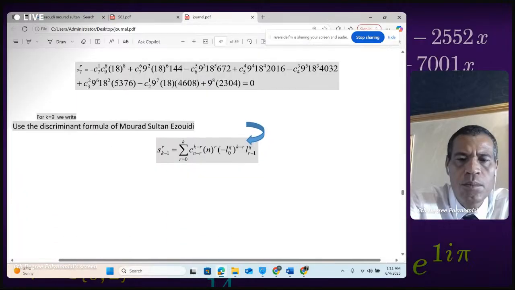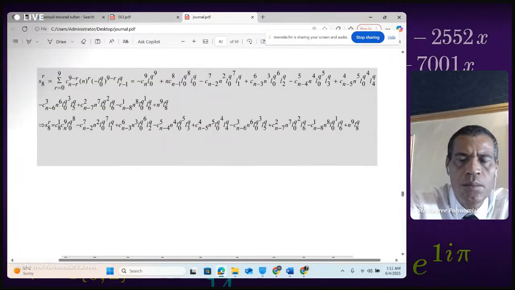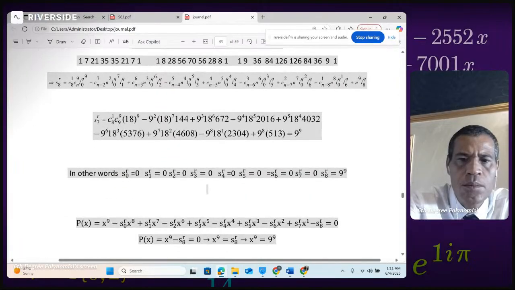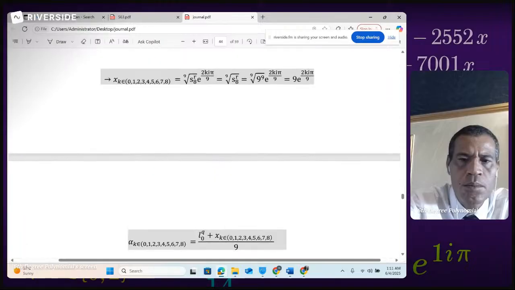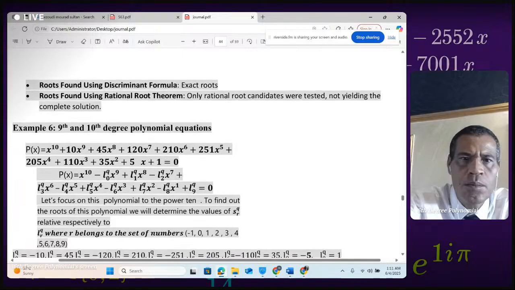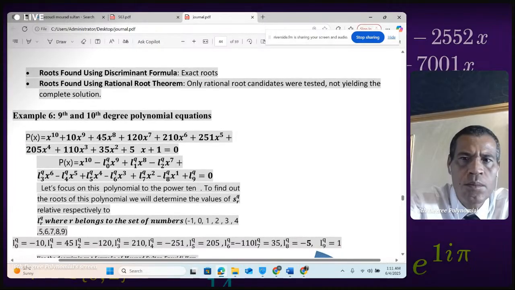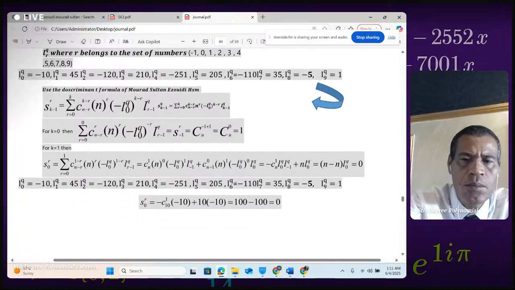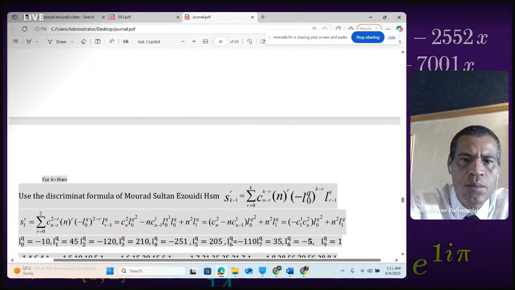And the documents provided also include that list of publications by the author Mourad Sultan Ezouidi Hizm. That's right. It lists published work that apparently explores this discriminant formula for very specific degrees. Degrees 4, 6, 18 are mentioned, and also the general case, degree n. Okay. Which seems intended to reinforce the breadth of the claimed applicability that's presented in the main text we've been discussing.